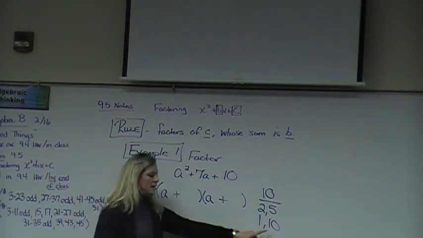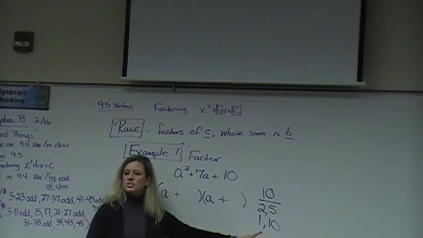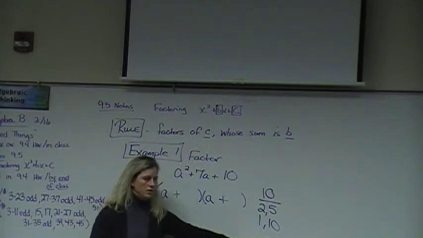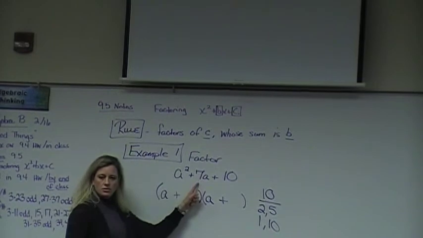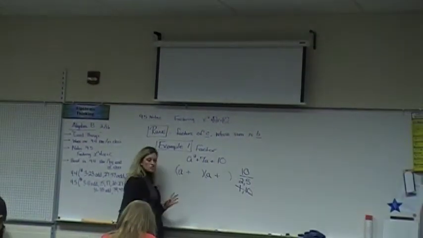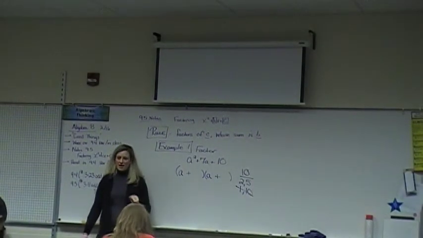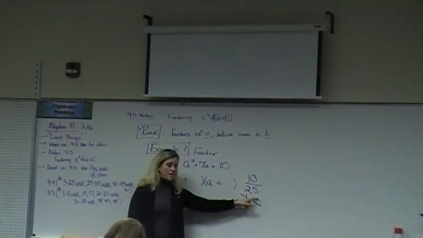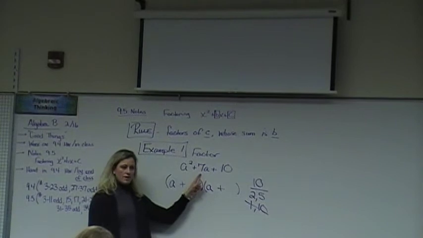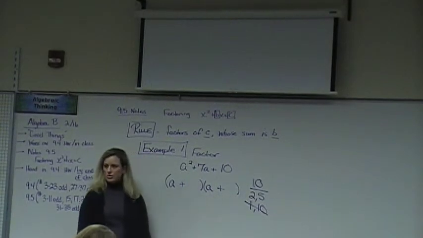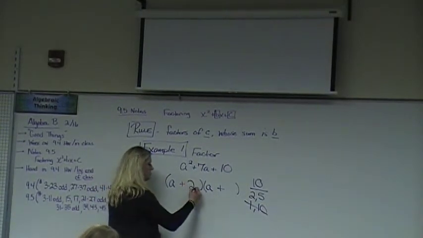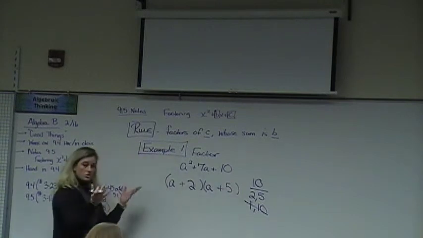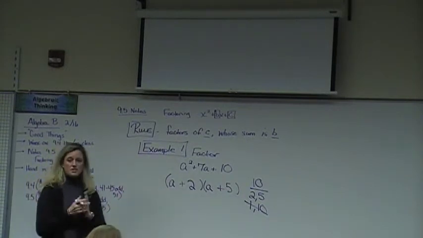So guys, what's 1 times 10? 10. Well, what is 1 plus 10? Does that give me a sum of 7? So cross those two out. Those don't work. Now go to your 2 and your 5. What's 2 times 5? 10. What's 2 plus 5? 7. Is that the middle term that we wanted? Yep. So guess what? We just found our two terms. There's 2, and there's 5, and we've just factored a squared plus 7a plus 10 into two binomials.